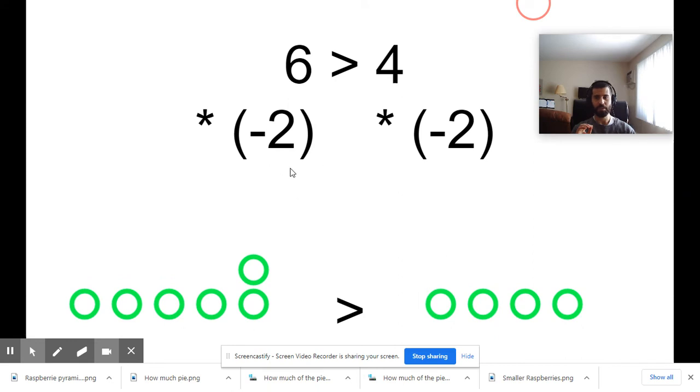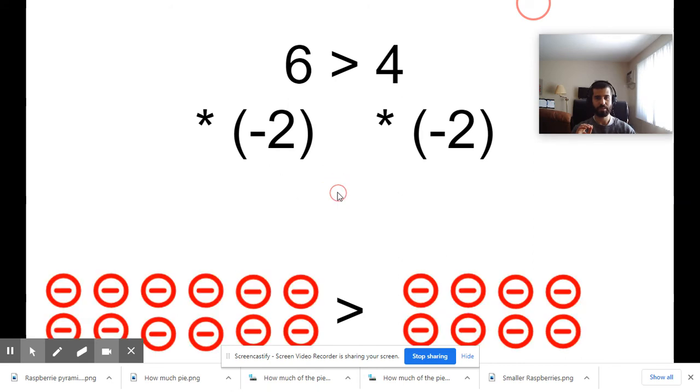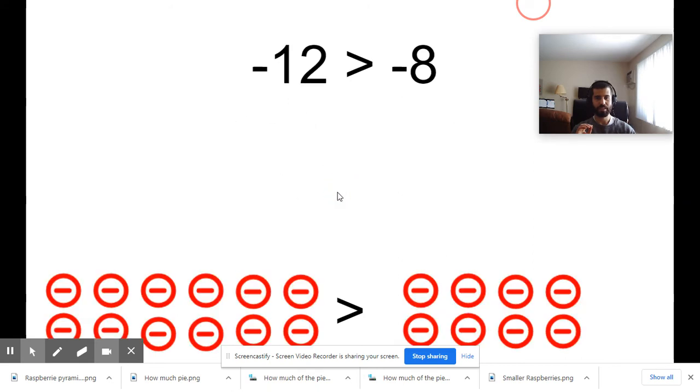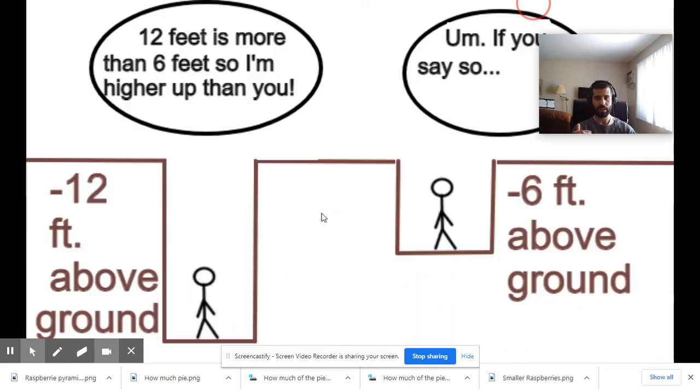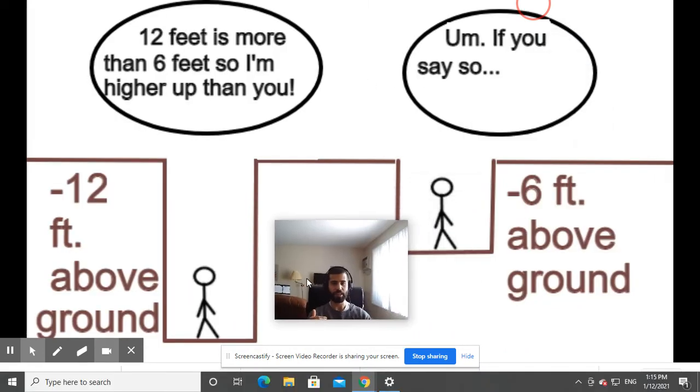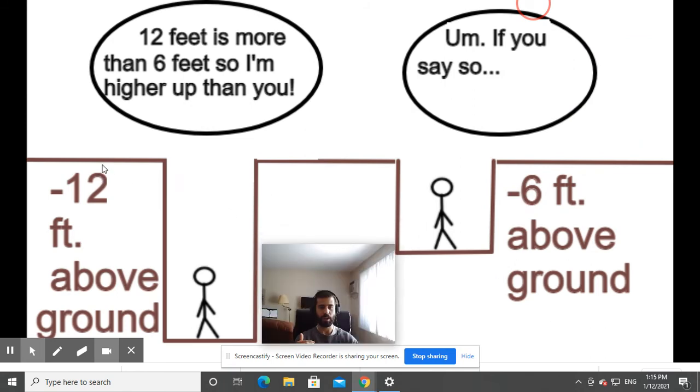So we're going to multiply both sides by negative 2. And now we have negative 12 is greater than negative 8. But if you were paying attention in the last video and the earlier part of this assignment, you know that's not true. Negative 12 is smaller than negative 8. It's further to the left on the number line. And if you had these guys talking about how far down they are underneath the ground, well, negative 12 is further below the ground.